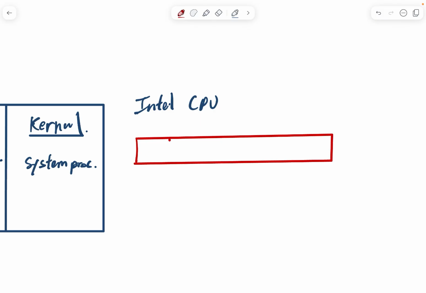So okay, it probably has something like this. So you got 4 cells right here. So maybe for the first 3 cells, they are in the user's state. But for the last one there, it is in the kernel state.